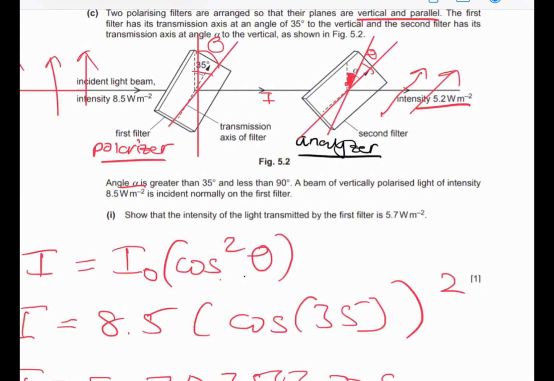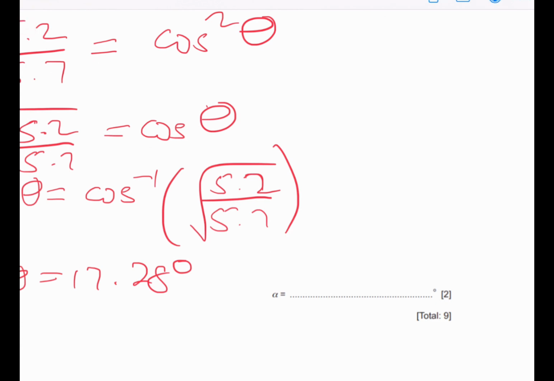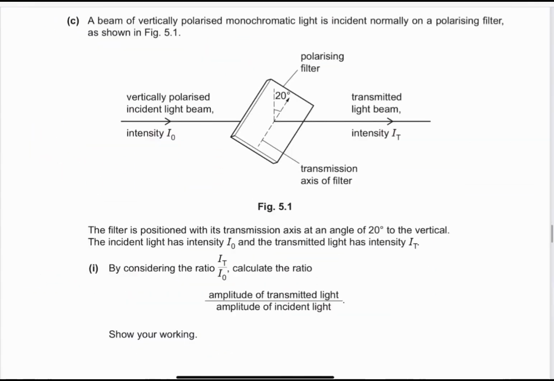So you have to understand really what is your value of theta. The angle between the transmission axis, even if it's at 35 degrees, take that axis and put it over there. And you figure out that if it's at another angle, which is at alpha, the angle between those two lines is actually your value of theta. And once you have that value of theta, you now know that alpha is actually theta plus 35, right? So your value of alpha is actually 17.28 plus 35. That gives you a value of 52 degrees, right? So your answer is 52.